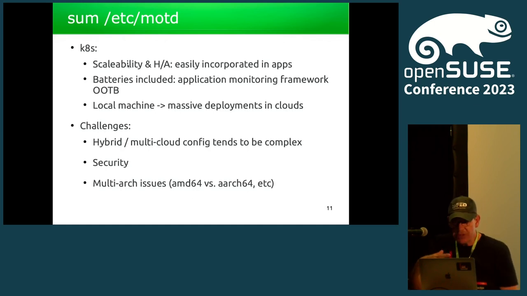The application monitoring framework comes out of the box, as in the batteries are included, because that's exactly what Kubernetes and corresponding technologies or extensions of Kubernetes give you in terms of application monitoring and health checking, all the rest of it. Because that's essentially what these orchestration frameworks are for.